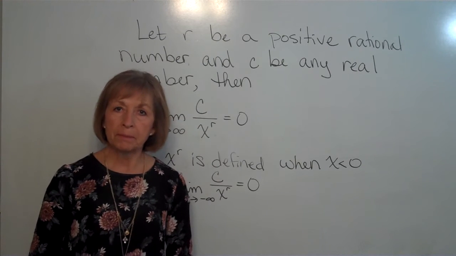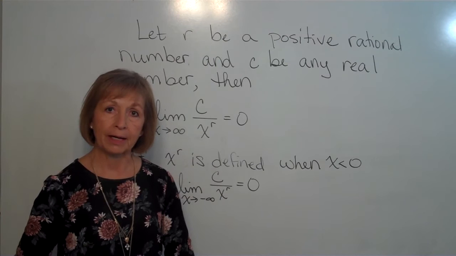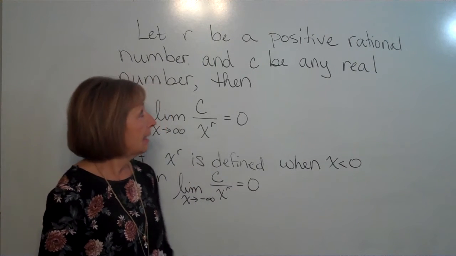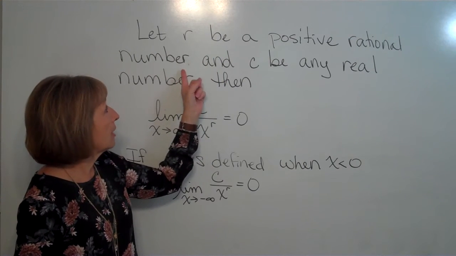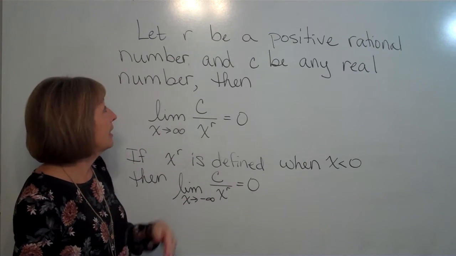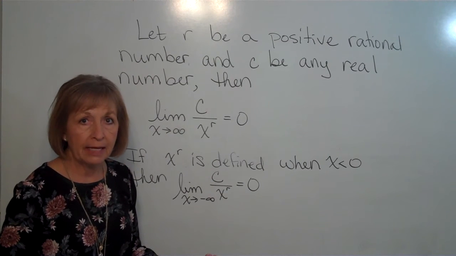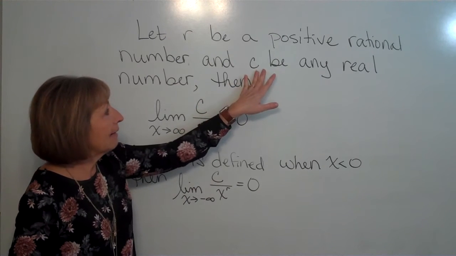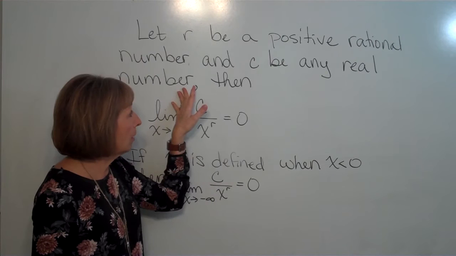Now, there are a couple of limit building blocks that are really important for us to get comfortable with so that we are able to investigate the limits at infinity analytically. And here is one of the key ones. It says let r be a positive rational number. So it's positive, it's got to be greater than 0, and it's rational, so it can't be an irrational value. It has to be something that can be written as a ratio of two integers. And let c be any real number. So c can be any real number at all.